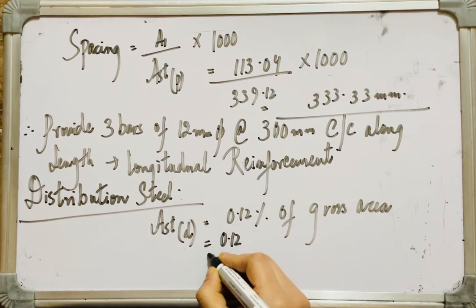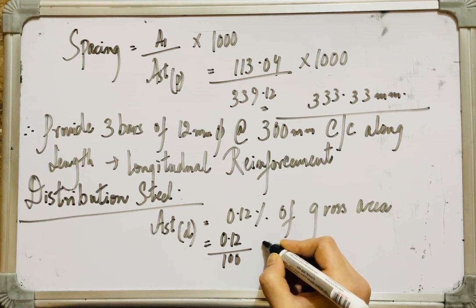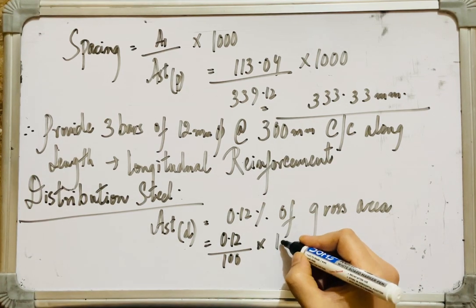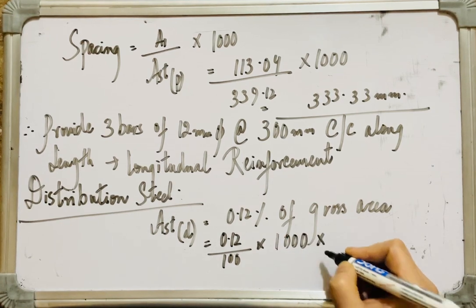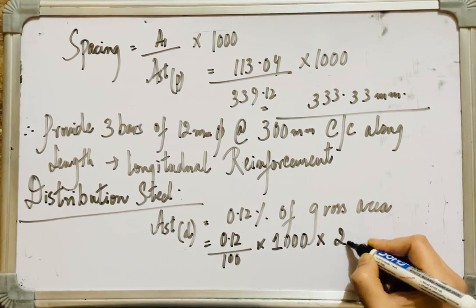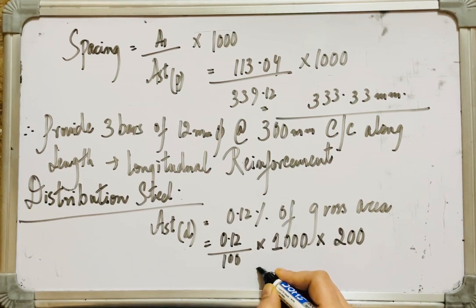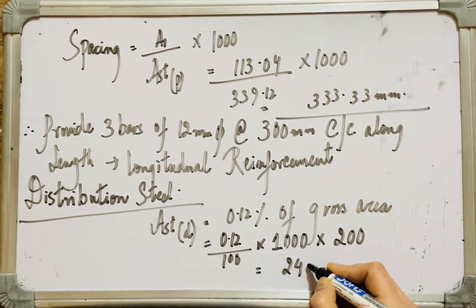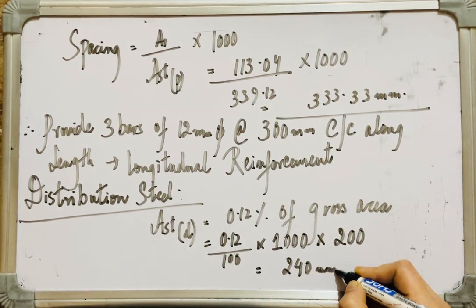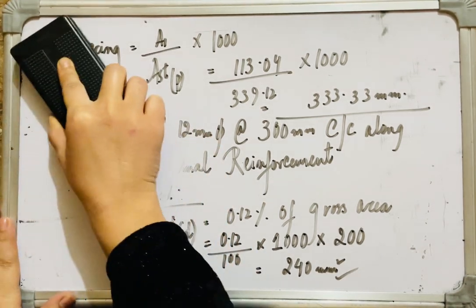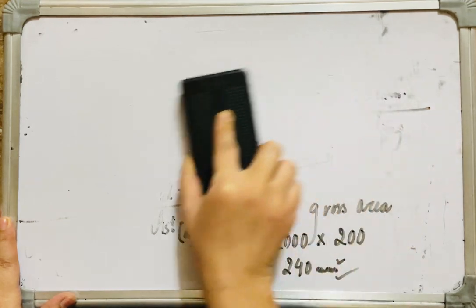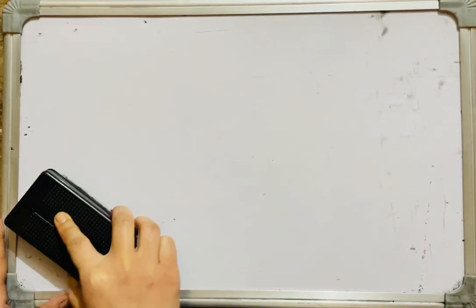It is 0.12%, 0.12 divided by 100 multiplied by the gross area, जिसके लिए हम डिज़ाइन कर रहे हैं. Breadth into depth, breadth है 1000, depth हमने ली है 200, तो ये बनता है 240 mm square. So distribution steel का जो एरिया है वो मुझे लेना है 240 mm square. अब देखते हैं कैसे क्या लगाएंगे और कैसे प्रोवाइड करेंगे, क्या स्पेसिंग वगैरह. Let's see that.